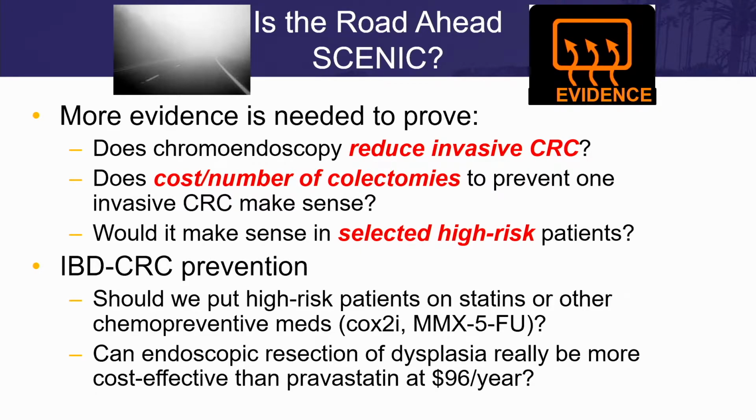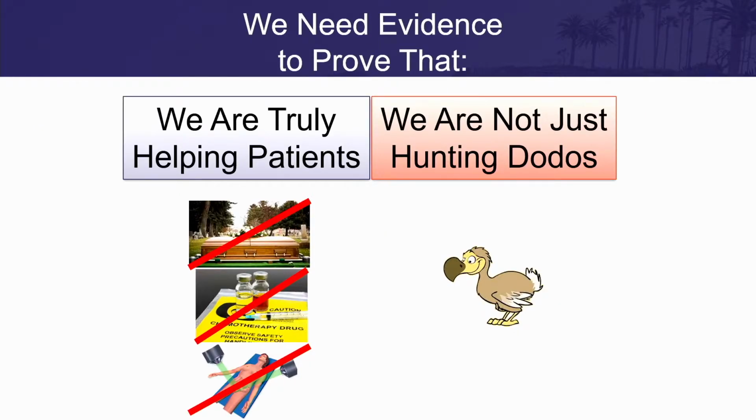And in terms of CRC prevention, it's possible that maybe we should be putting high-risk patients on statins or other chemopreventive meds, possibly the benefit of 5-ASAs. And you really have to ask, does endoscopic resection actually make sense in terms of cost effectiveness compared to pravastatin at under $100 a year? So we need evidence to prove we're truly helping patients avoid death, colorectal cancer, chemo, radiation, and we're not just hunting dodos.